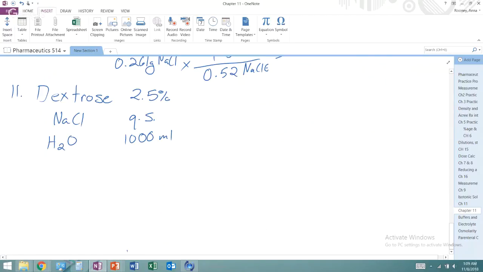So we've got to find the E value of dextrose, and the E value of dextrose is 0.18. That's its E value. All right. So we first have to find out how many grams we need in our 1,000 milliliters, and multiply this by the percentage.